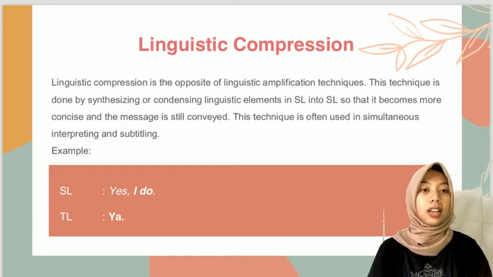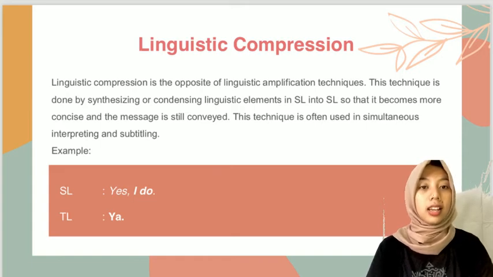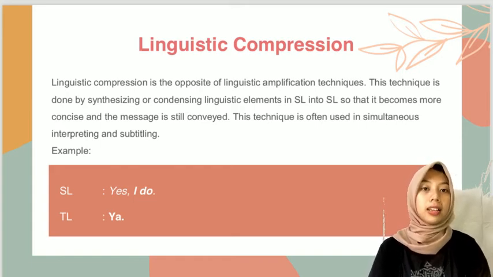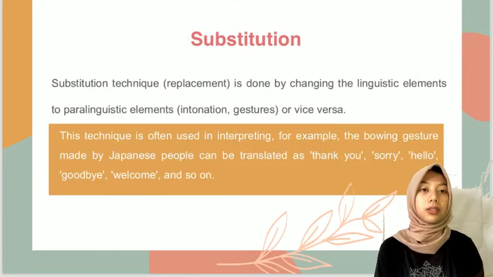And next is linguistic compression. Linguistic compression is the opposite of the linguistic amplification technique. This technique is done by synthesizing linguistic elements in the source language so that it becomes more concise and the message is still conveyed. This technique is often used in simultaneous interpreting and subtitling. For example, "yes I do," and the target language is "yeah." The phrase "yes I do" here is translated to be more concise.